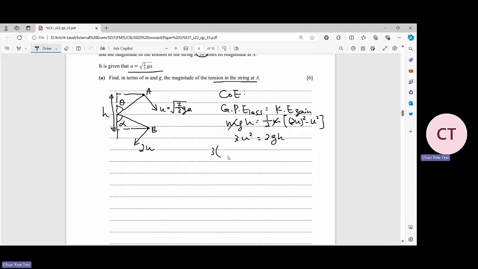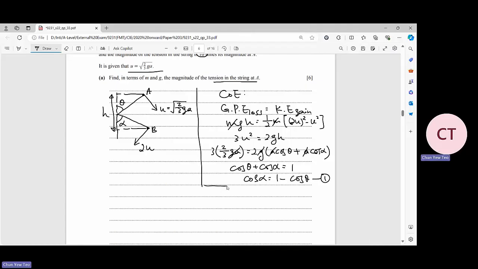So u square is 2 over 3 g a. The h will be a cos theta plus a cos alpha. So both of the ga can be cancelled. You can see that we have cos theta plus cos alpha at the end. You cancel the ga and you get 1. So you have cos alpha is equal to 1 minus cos theta. That is my equation number 1. So we put this aside.